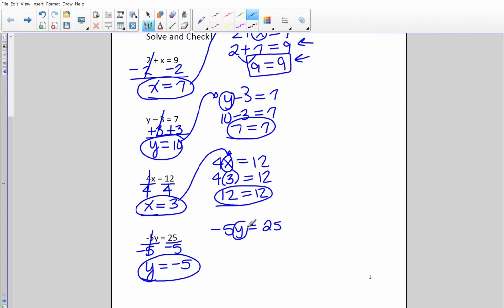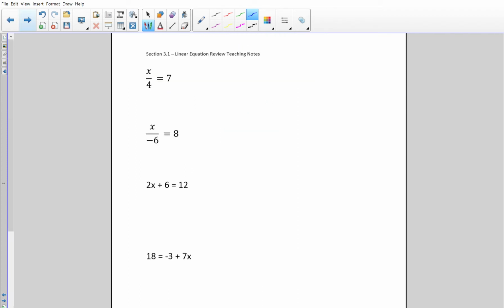I'll replace my y with my negative 5. So negative 5 times negative 5 is a positive 25, which equals that positive 25 on the other side. So that checks out. Okay, let's look at the next examples.